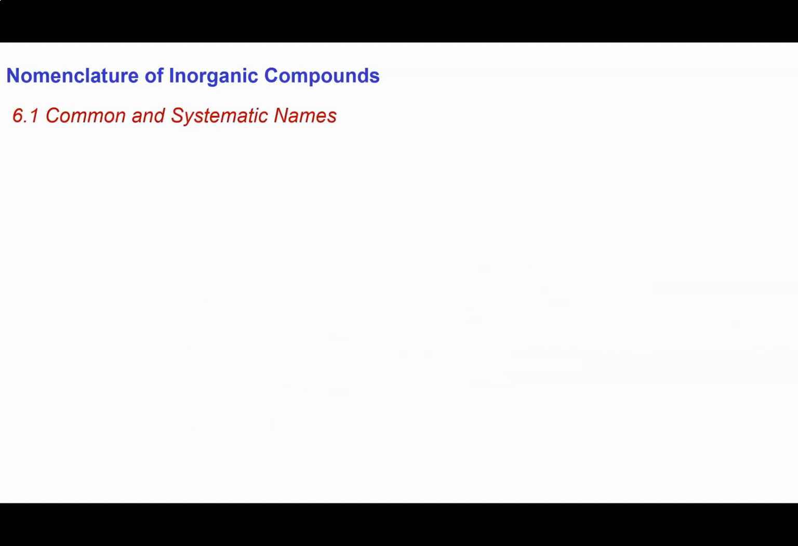So that concludes our section on common and systematic names. Common names are just names that we use for ease or by tradition, that are well known and are popularly used. And then systematic names are names that are derived from applying the rules set out by the IUPAC for the naming of chemical compounds.